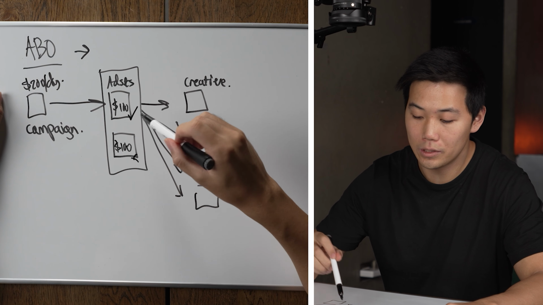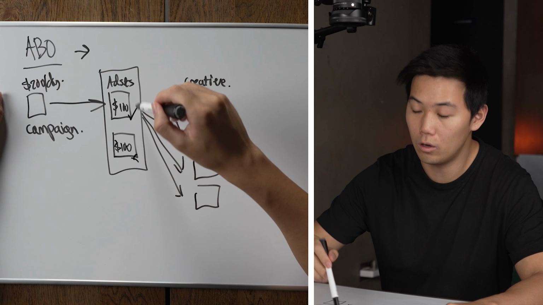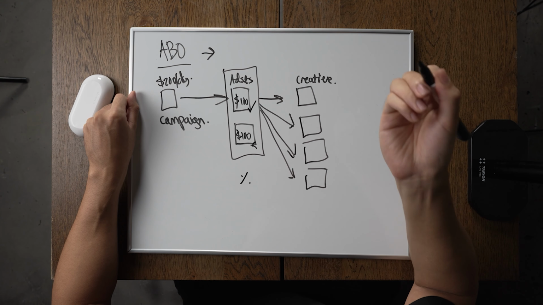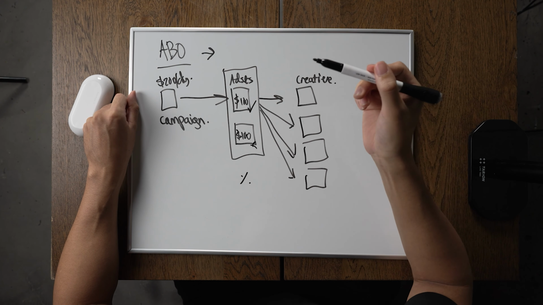So theoretically, you're losing out on extra performance because you didn't let Meta spend more on this winning campaign, unless you're staying on top of it and dynamically allocating the budget yourself. That's the biggest con with ABO. You're losing a percentage of your efficiency in exchange for more control and cleaner data. Now, that all being said, what are the circumstances that you typically use ABO?